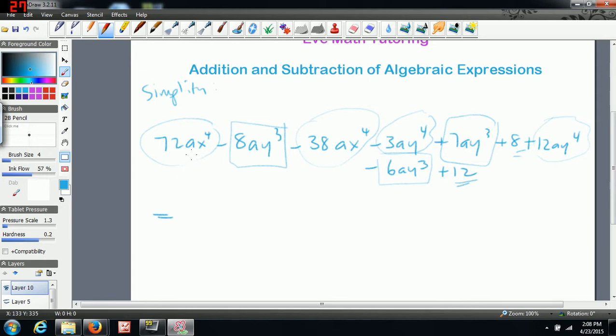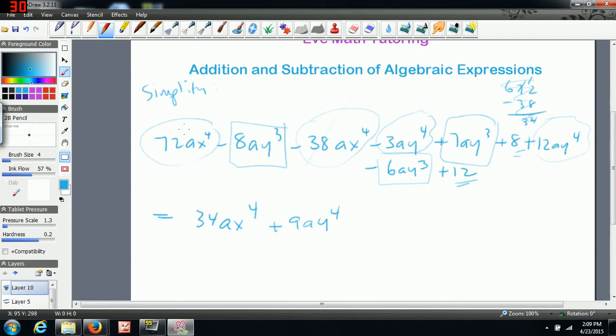So here I've got 72ax^4 minus 38ax^4. So 72, 38, what do we get here? We get 12 minus 8, which is 4, so 34. Okay, so I'm just going to cross that out there. So 34, we get that for that part, and then now we're looking at maybe these ones. Negative 3ay^4 plus 12ay^4 is going to give us plus 9ay^4. Okay, so that part's done.